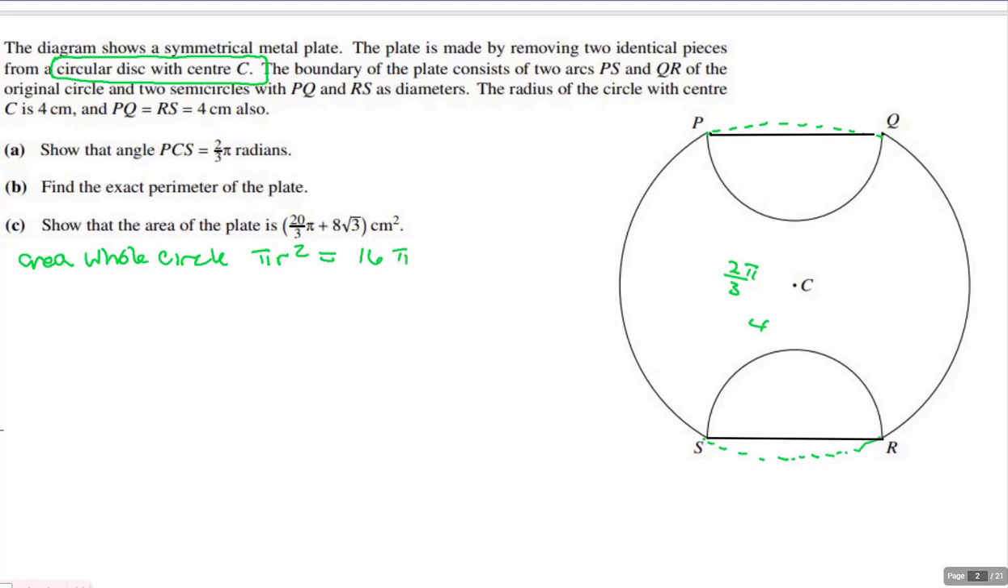Mm-hmm. However, that's not going to account for this part up here. Do you agree? Yeah. So the question is, how can we figure out what that part up there is? Let's start with this. We have the whole thing is this, right? Mm-hmm. What's the two semicircles?